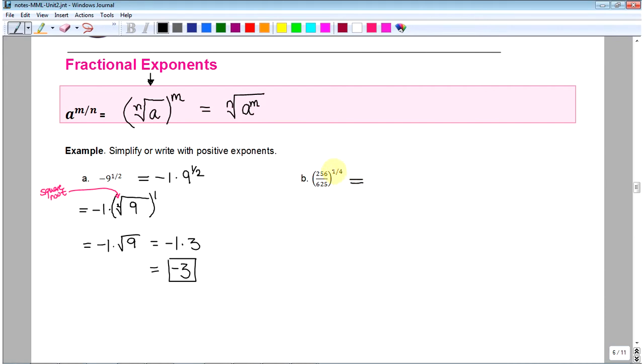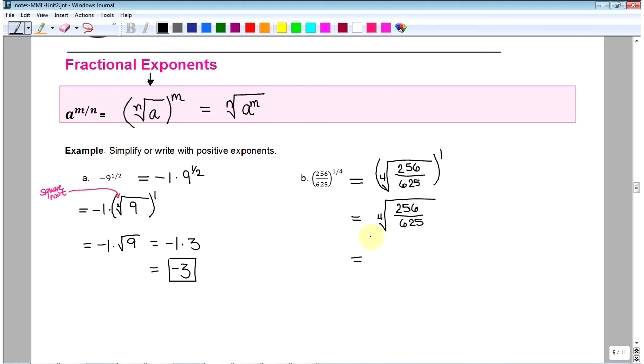So here, since we have something to the 1/4 power, that means that we want the 4th root of that quantity. So the 4th root of 256 divided by 625. And then since the numerator is 1, you don't have to write this, but again, I'm doing this just to make sure you're comfortable with it before you start dropping off steps. We have all of that to the 1st power. So we're trying to figure out what is the 4th root of 256 over 625.